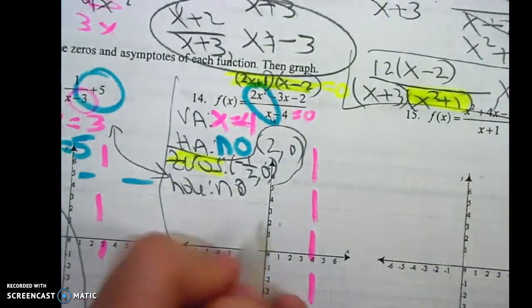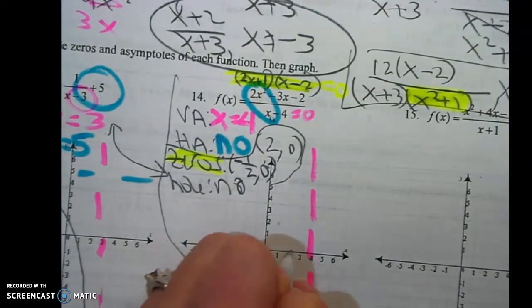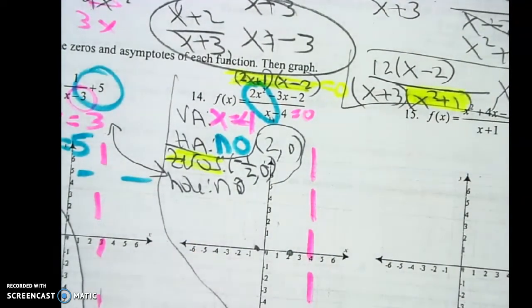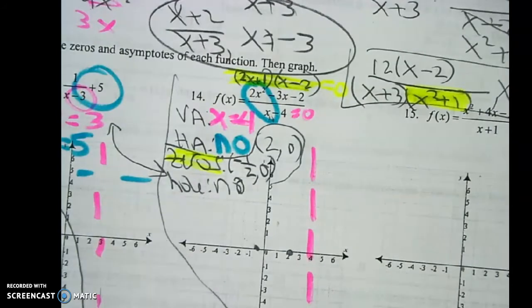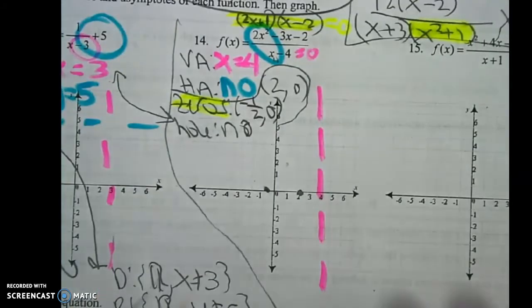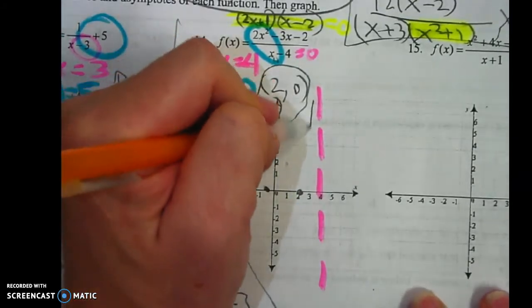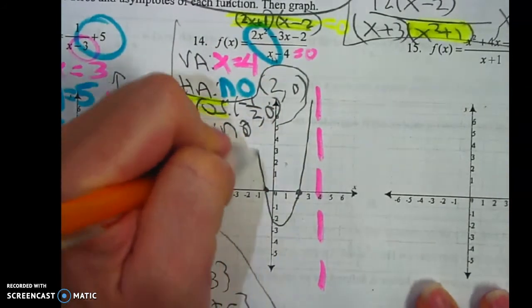And then my zeros are (-1/2, 0) and (2, 0). There are no holes. And honestly, I'm not going to give you one where you have no idea how to graph it. I'm going to give you one where it's kind of clear. So just fake it a little bit, show that it almost hits that, but it doesn't.